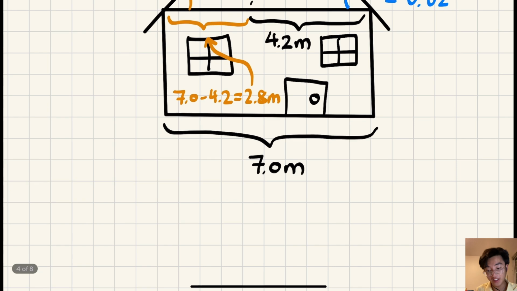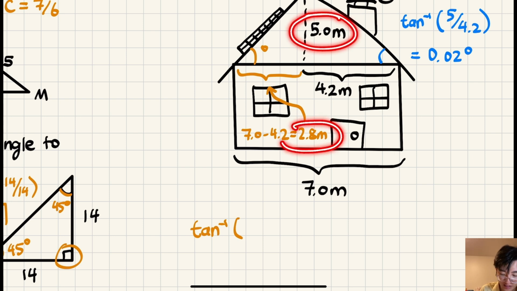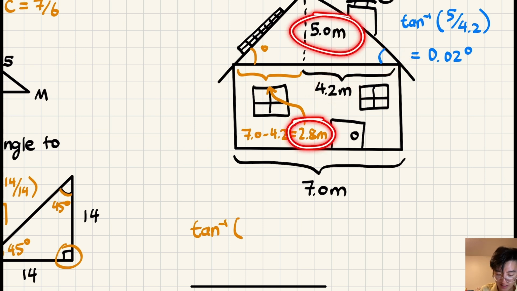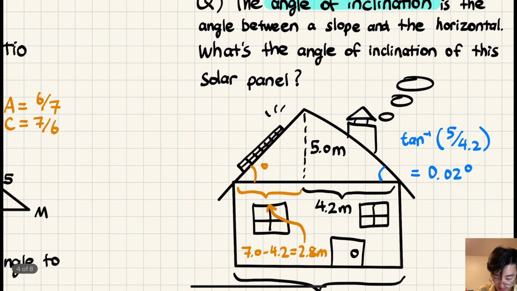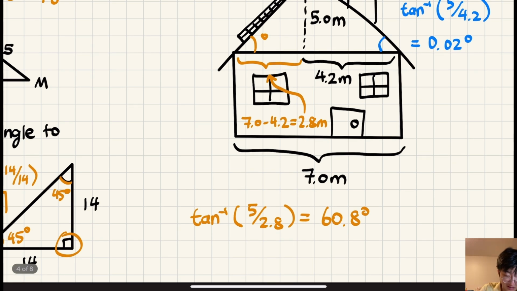And now we can use tangent again. The inverse tangent of, in this case, the opposite is the 5. The adjacent is 2.8. Once again, not 4.2. That's the wrong angle here. Opposite is 5, adjacent is 2.8, so 5 over 2.8. This will get us 60.8 degrees. I did not say, but let's just leave it to the nearest degree. So the nearest degree will be 61 degrees. And that's the answer.